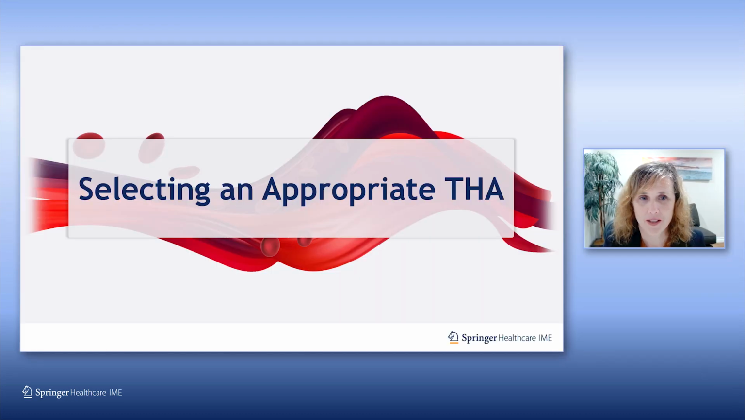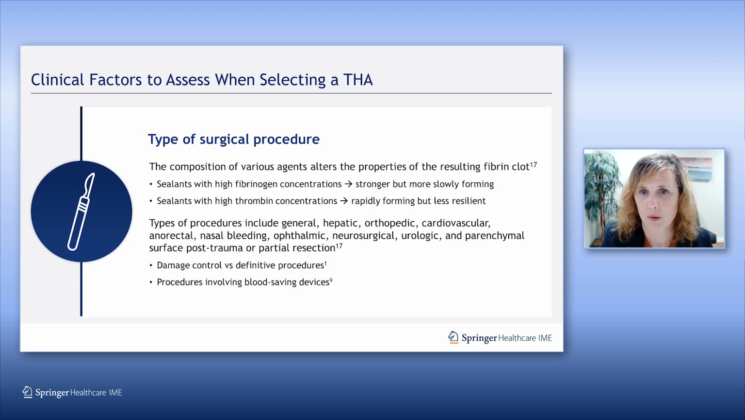But I also want to give a little bit of a practical approach to how we really decide what factors come into it when we're in the operating room and we're considering using one of these agents. So we're going to walk through the most important clinical factors to consider when you're choosing which agent you might use. One of the first factors is the type of surgical procedure. So THAs differ in their composition, and this affects how they work.